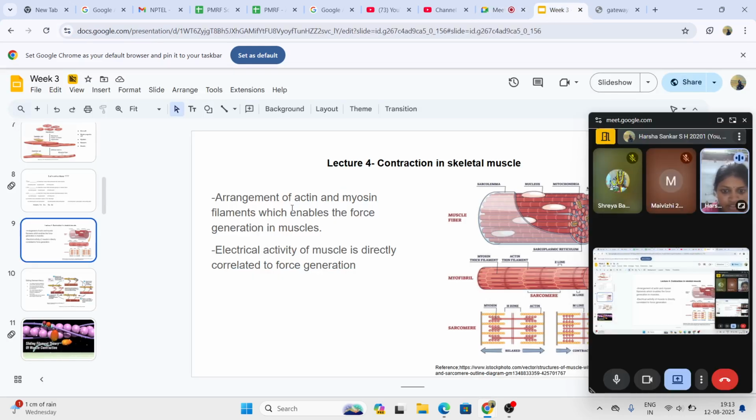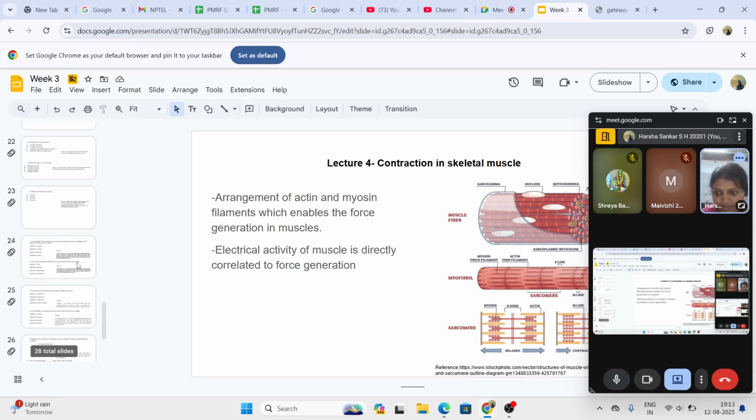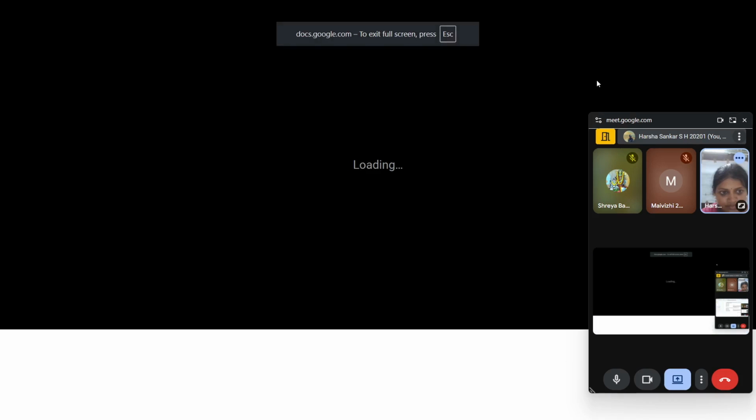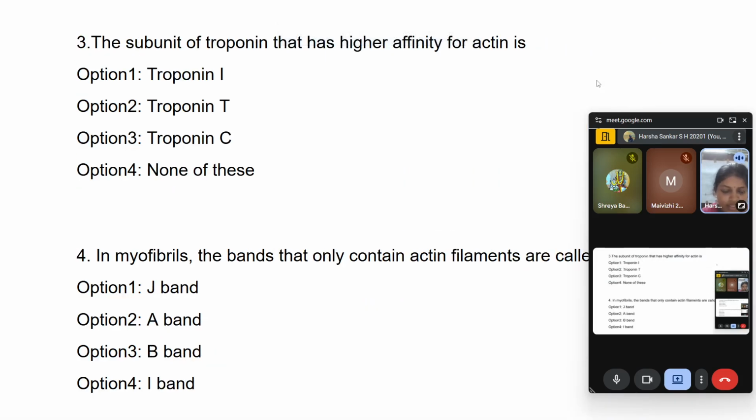Now next question. The subunit of troponin that has higher affinity for actin. Troponin I, troponin T, troponin C, or none of these. What is the correct answer?